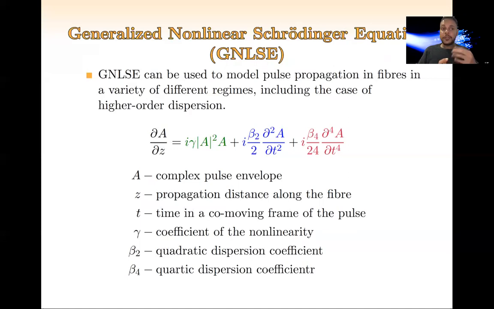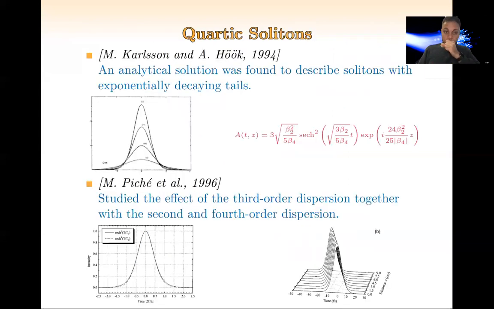Therefore, first we introduce the generalized nonlinear Schrödinger equation, which is used as a model to describe the pulse propagation along a fiber in the presence of both quartic and quadratic dispersion. If you look at the literature, you can find many people who have worked on this problem. Initially, Karlsson and Höök found an analytical expression for the generalized nonlinear Schrödinger equation in the presence of both quartic and quadratic dispersion. However, this expression is only able to describe solitons which have exponentially decaying tails.